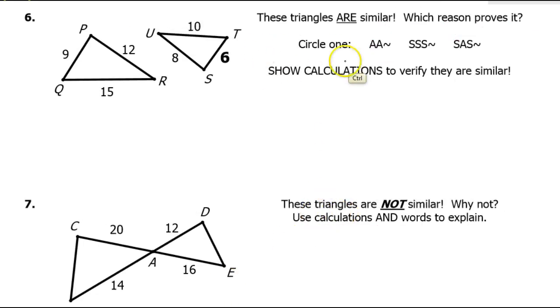Okay, so we know it's going to be side-side-side similarity because they told us they are similar and it can't be either of the other two. However, we must show our calculations to prove it. For side-side-side similarity, again, the corresponding sides must be proportional.